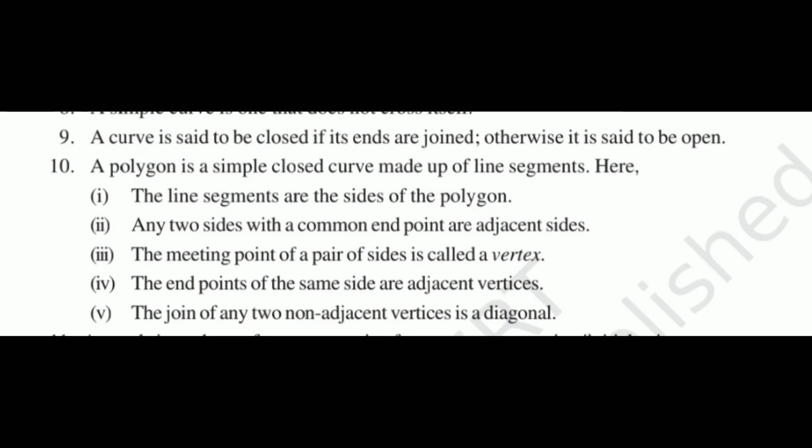A polygon is a simple closed curve made up of line segments. Here, the line segments are the sides of the polygon. Any two sides with a common endpoint are adjacent sides. The meeting point of a pair of sides is called a vertex. The endpoints of the same side are adjacent vertices. The join of any two non-adjacent vertices is a diagonal.